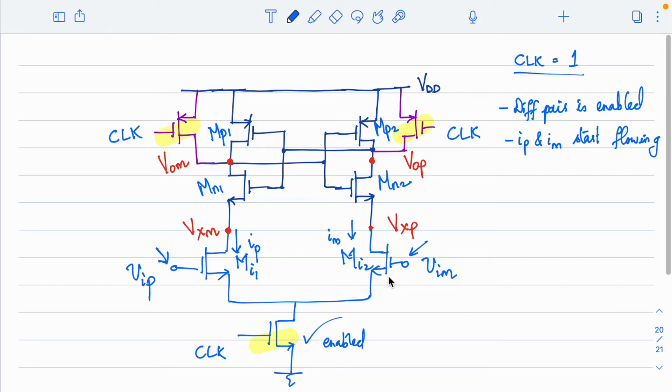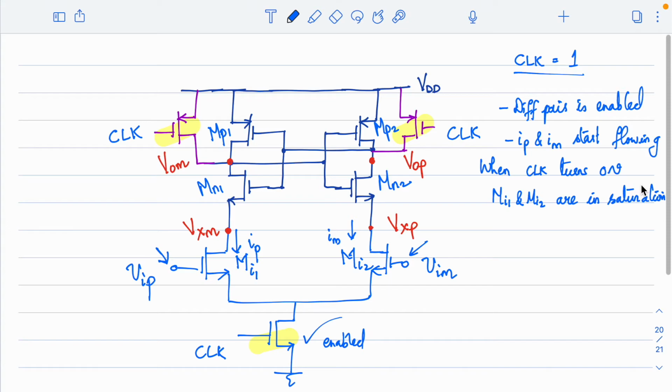Yeah, it will be in the saturation region, because you can see that in the previous state, when the clock is low, the VOM and VOP nodes, these two nodes, are connected to a high voltage. So even VXM and VXP are not at 0 voltage, right? They seem to be at a higher voltage. So when the clock just turns on, the transistors MI1 and MI2 are in saturation, right? The nodes are pre-charged to be ready, correct? So MI1 and MI2 are in saturation.